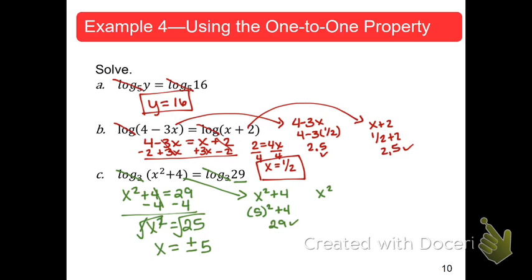So then I'm going to plug in the negative 5. So I get negative 5 squared plus 4. Negative 5 squared is 25 plus 4, which is also 29. So the positive and the negative 5 both work.